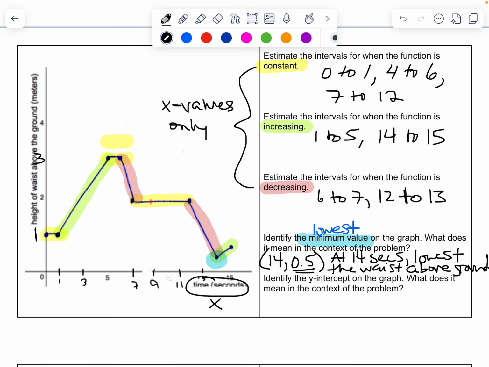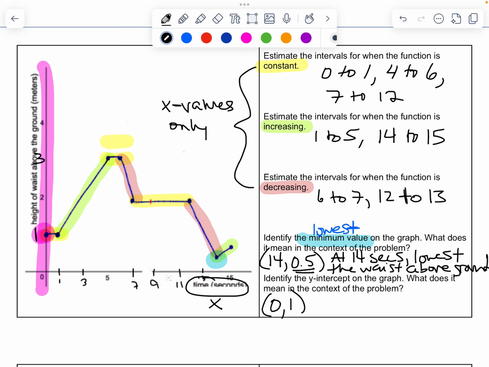Finally, the last question here is identify the y-intercept on the graph. We know that the y-intercept is the location where our graph is going to hit the y-axis, right there. And I would feel good about this location right there being where that y-intercept is occurring. For y-intercept, I know that my x value is always 0. Where it's hitting is the y value, which is 1.